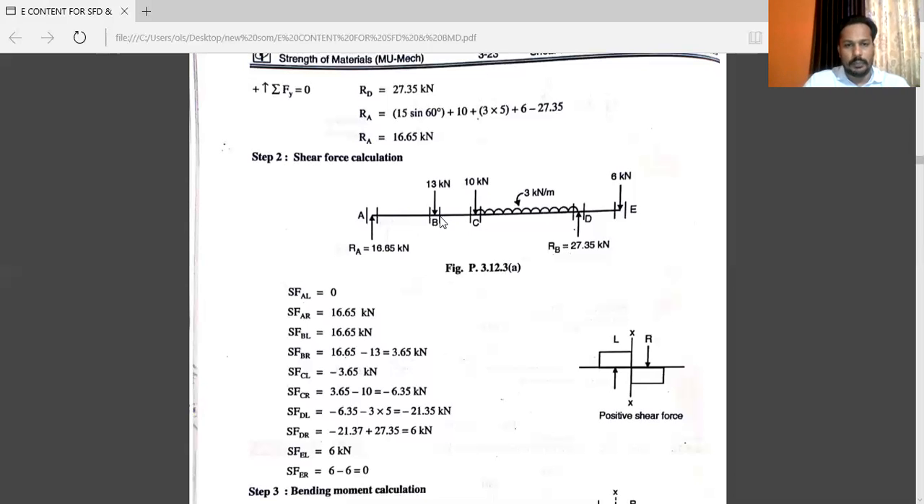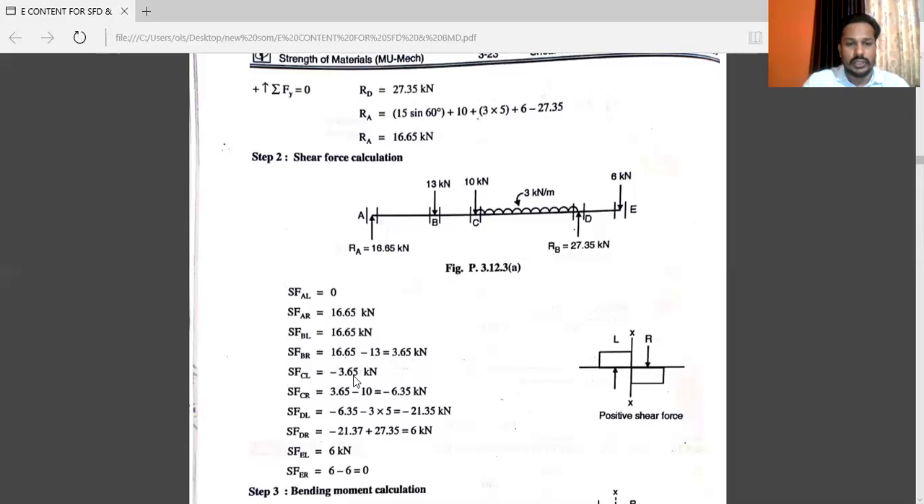See, come at point B just to the right, see the section, consider all the left side forces, plus 16.65 minus 13. The answer will be 3.65 kilonewton. You can see here. While calculating C, come here and consider all the left side forces. RA moving upward, 13 kilonewton is moving downward. So plus 16.65 minus 13.